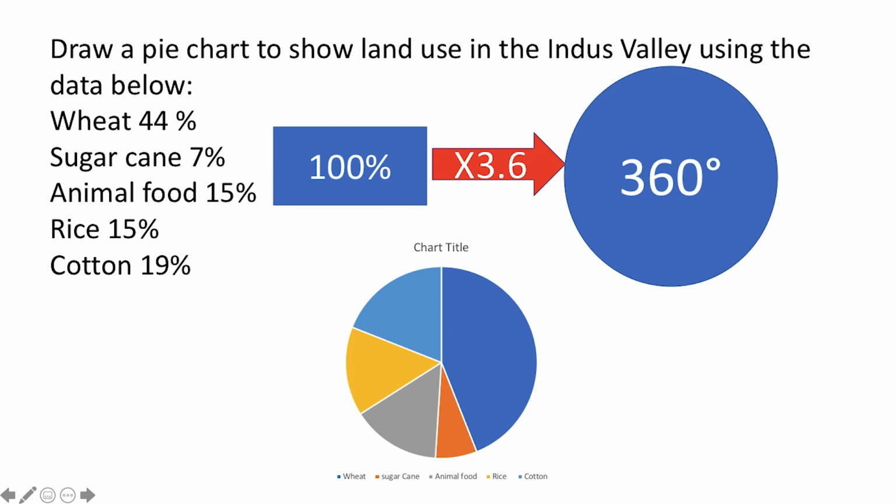Okay, so here's the pie chart that I've drawn using Excel. Please take a look and hopefully yours looks the same. You can see that nearly half of the production is wheat and then 19% is cotton, etc. So you can see how they've been split out.